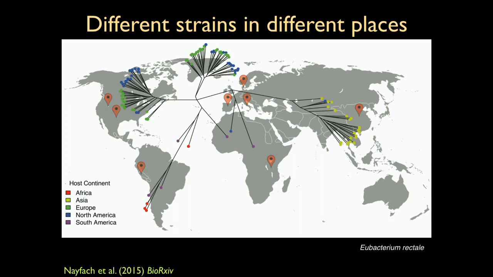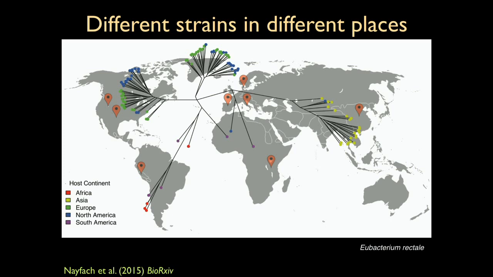This is the phylogenetic tree of this particular bacterium, Eubacterium rectale, built from the strain level data of the rectale in each of these people. So the leaves of the tree are hosts. These are the people whose microbiome were sequenced. The color is what continent the host came from. What you can see is there's a lot of structure for this particular bacterium in the strains.